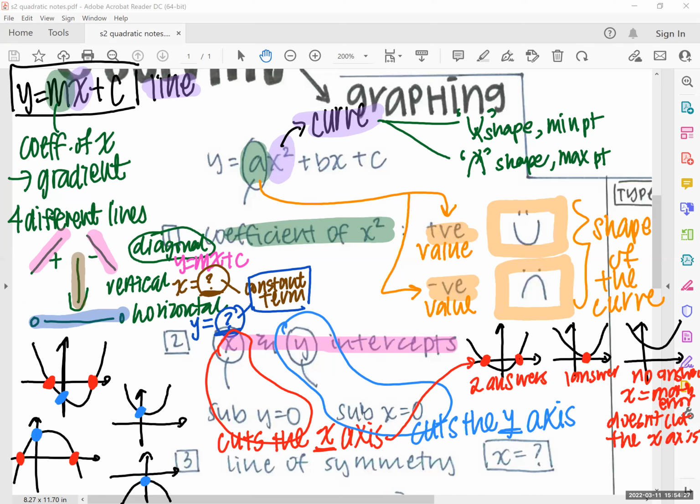Okay, so you need to take note. No answer means x equals math error. Math error means it doesn't cut the x-axis.